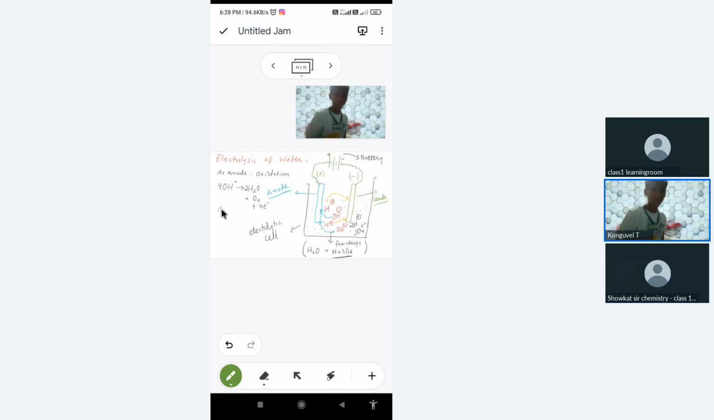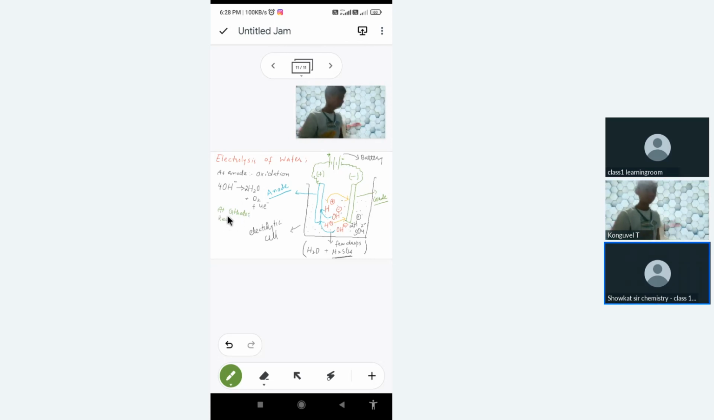At cathode, reduction will take place. Reduction is addition of hydrogen or removal of oxygen. That is one of the definitions. But another definition is that reduction means gain of electron.